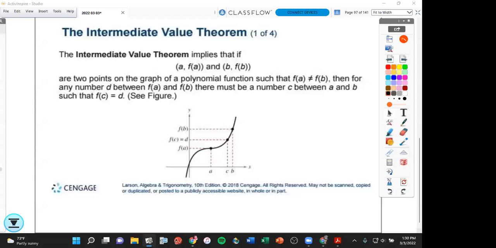Okay, we're going to continue with 3.2. We didn't get to the intermediate value theorem. And so when you look at this, it's kind of a little on the confusing side.